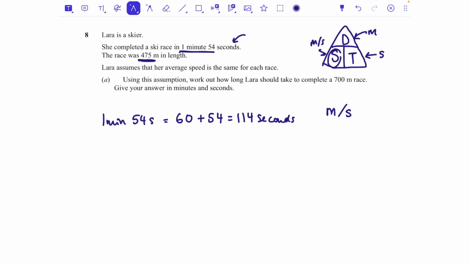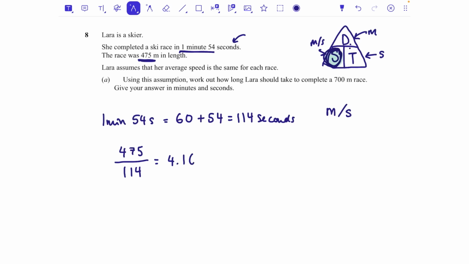And now if we want to know her speed, we cover up the thing we want to know and do the sum that's left behind, which here would be distance divided by time. So the distance is 475 divided by the time, which is 114 seconds, and that's going to get our speed in metres per second. So that is 475 divided by 114, and that is 4.16 recurring.